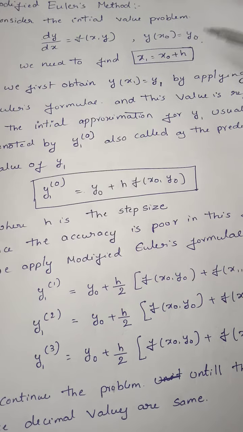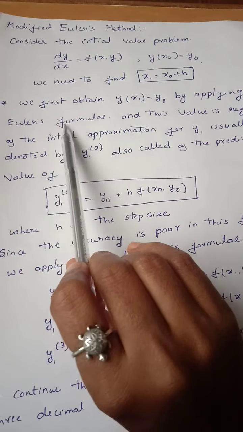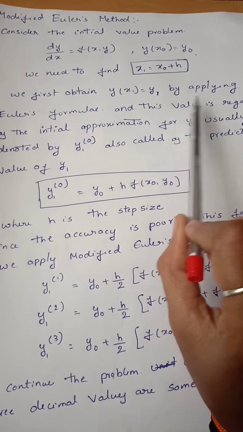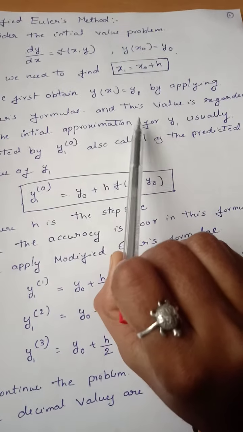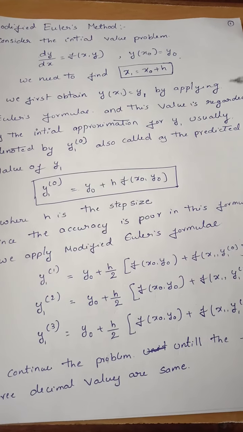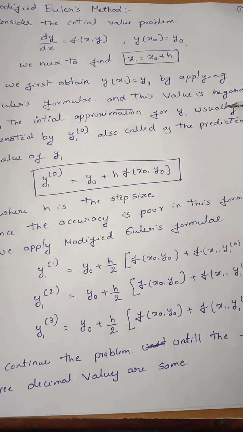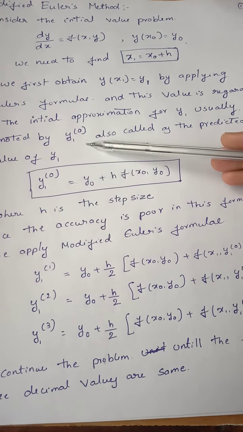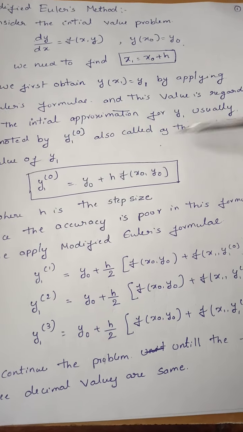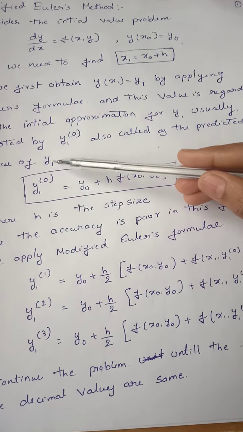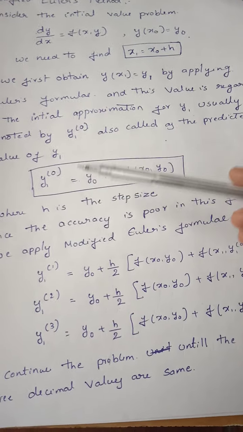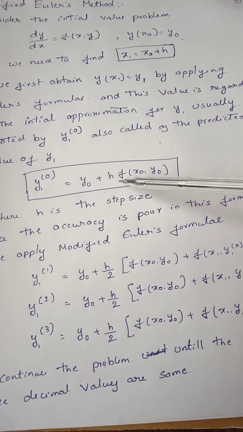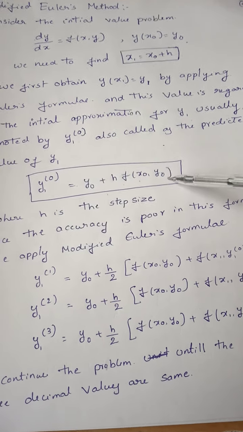the step size here. So we first obtain y of x1 equal to y1 by applying Euler's formula, and this value is regarded as the initial approximation for y1, and usually we denote that as y1 of 0, and we also call it the predicted value of y1. So how do we find y1 of 0? By using this formula: y1 of 0 is equal to y0 plus h into f of x0 and y0.